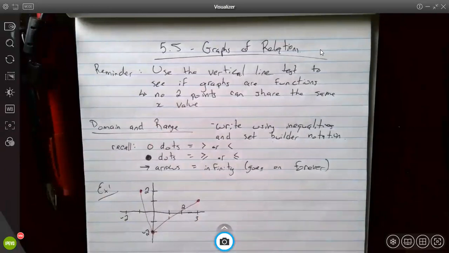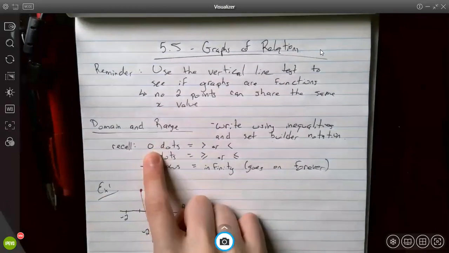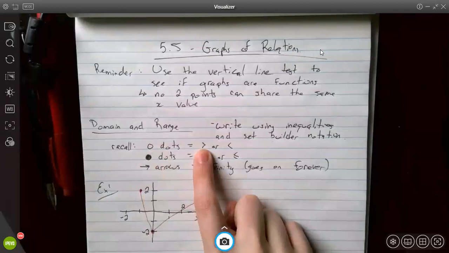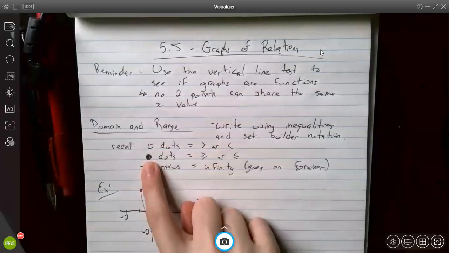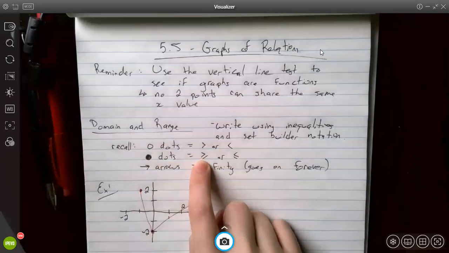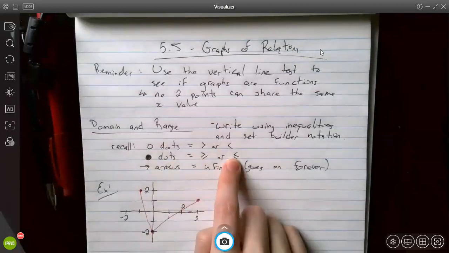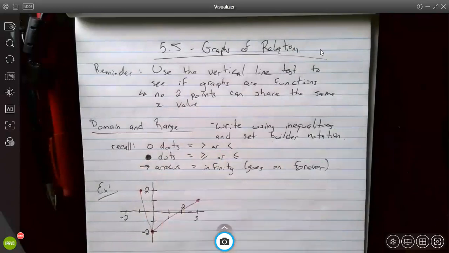So just a reminder from grade 9, if you have an open dot like this, you use just greater than or less than signs. If you have a closed dot like this one, you use signs that are either greater than or equal to, or less than or equal to. And then if you see an arrow, that means it just goes on forever. It's kind of like we'll see infinity. So let's look at what this would actually look like.